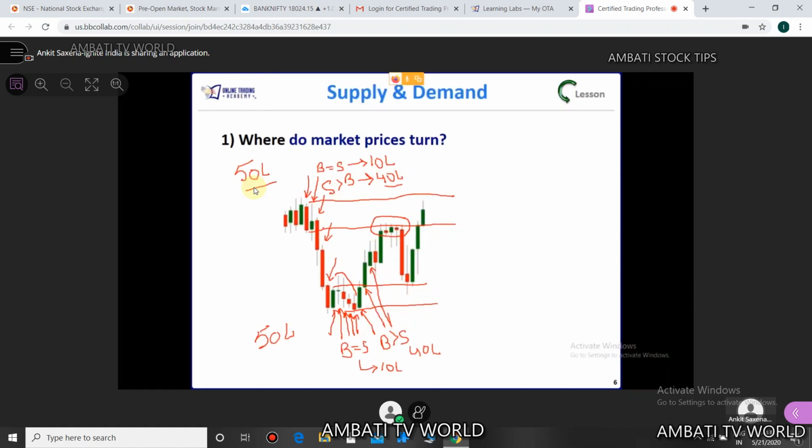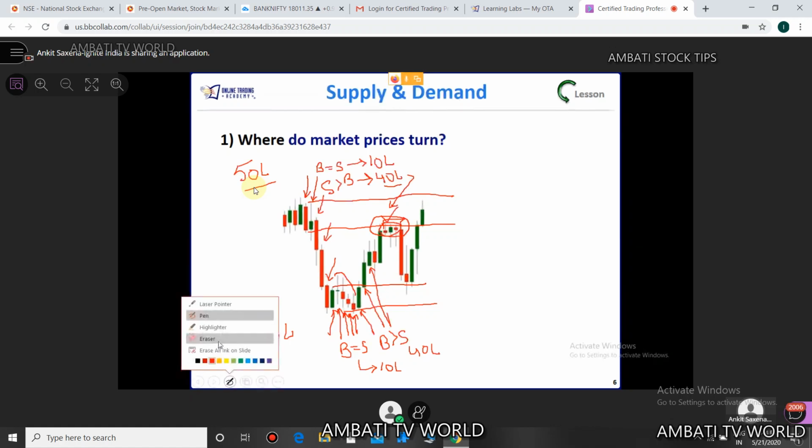Now, as soon as the prices again touch my level, my 40 lakh quantity will start getting a fill here. That 40 lakh quantity order will start getting a fill. What will it do? It will again create a selling pressure on the prices. So again on these three candles, what is happening here, guys?